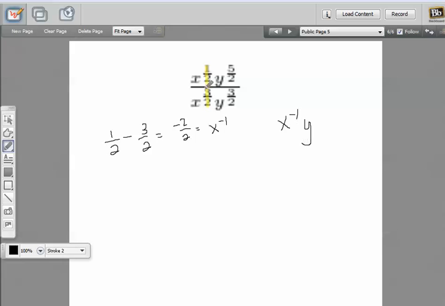And then y, let's see what I get here. So 5/2 minus 3/2. And that's a positive 1. So I just get y to the first power. So x to the negative 1, y to the positive 1 power.